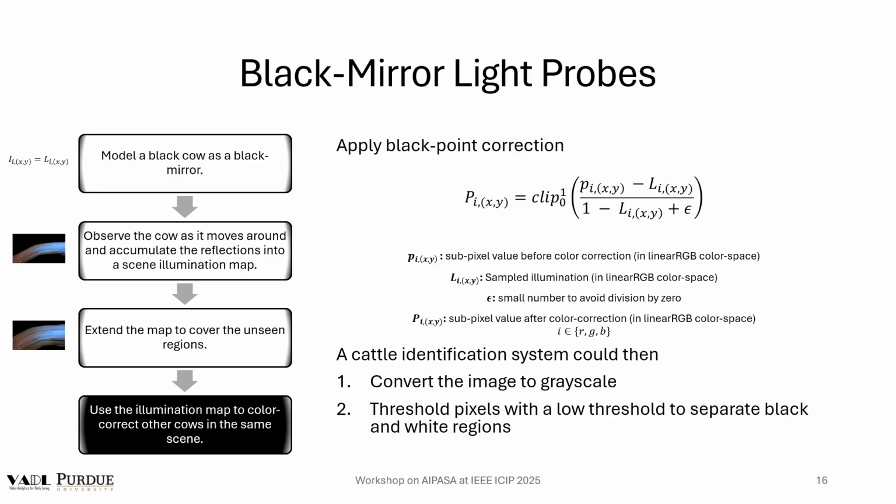A cattle identification system could then convert the image to grayscale and threshold the pixels with a low threshold to separate the black and white regions.